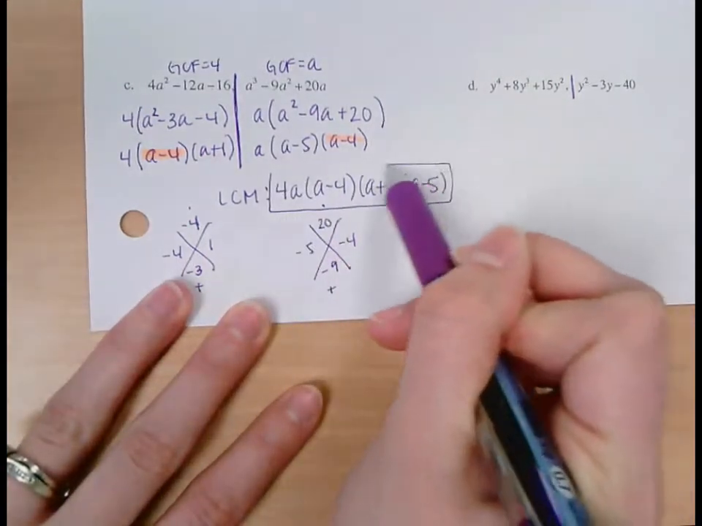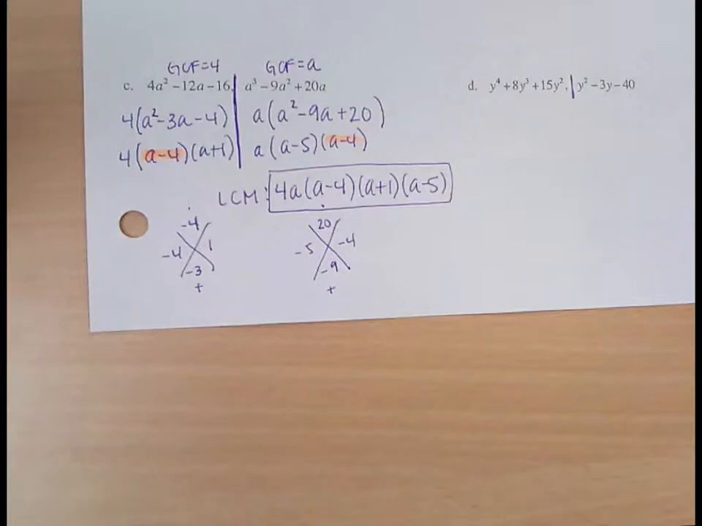So it includes every factor you see, but if a factor is shared, you only would need to include it the one time. As we move forward and put this together to actually get common denominators to add or subtract fractions, hopefully that'll make more sense. I just want you to know how to find the least common multiple aside from when you're just adding or subtracting. So are there questions on C?